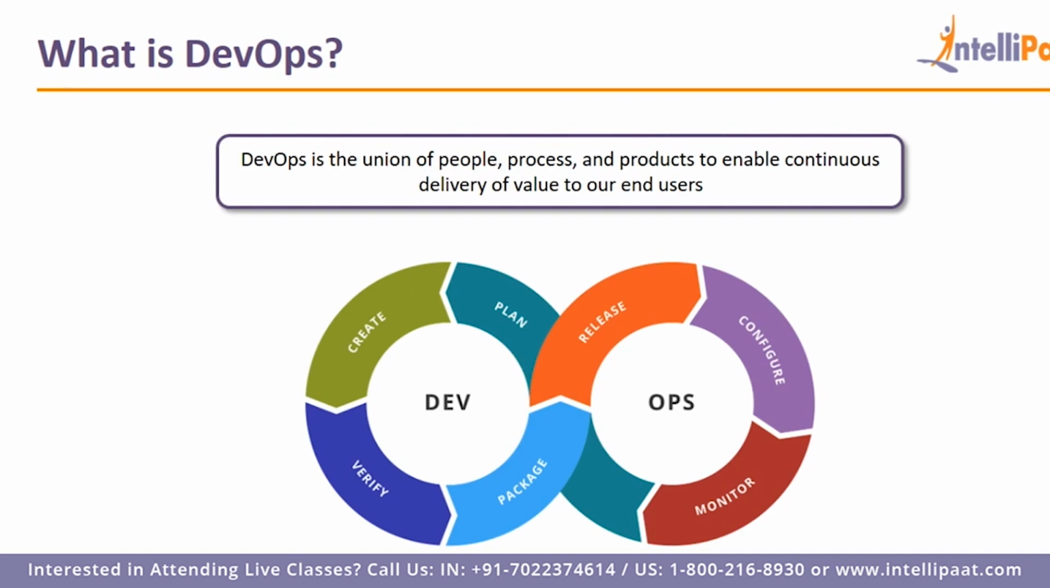So this is how DevOps works. It is basically a process. You can plan, create, and do all these steps, and you can automate it using DevOps tools.